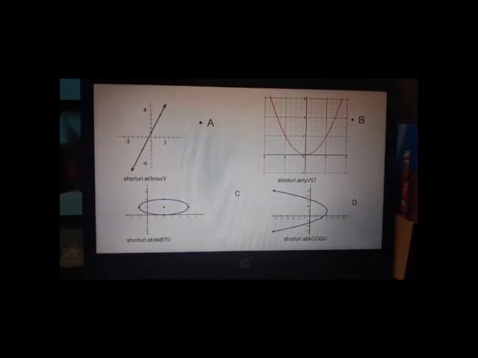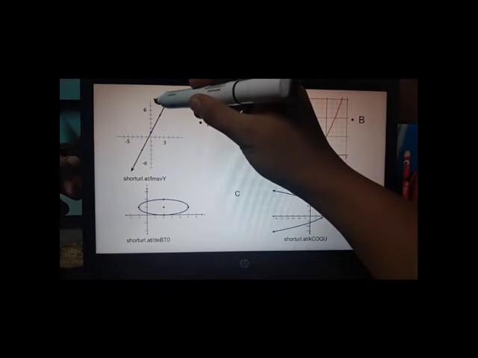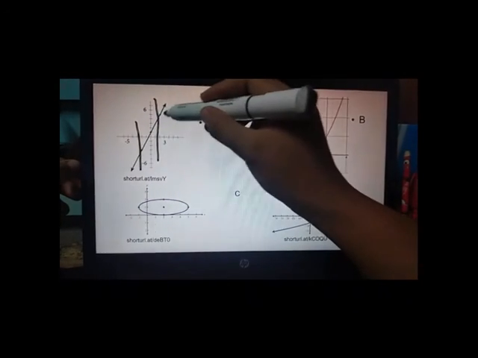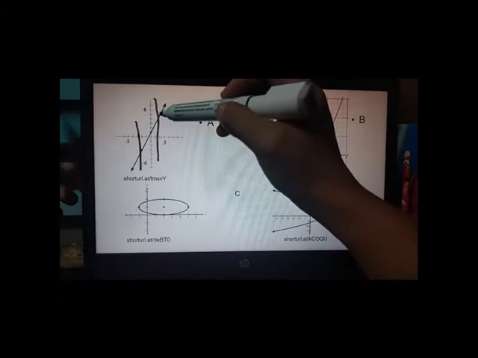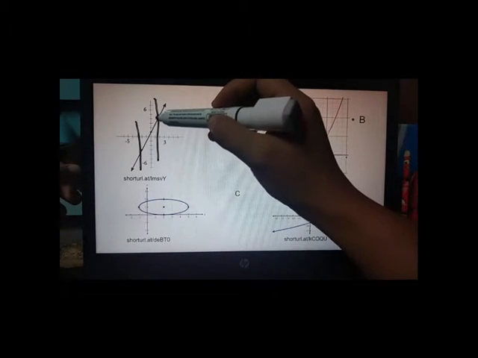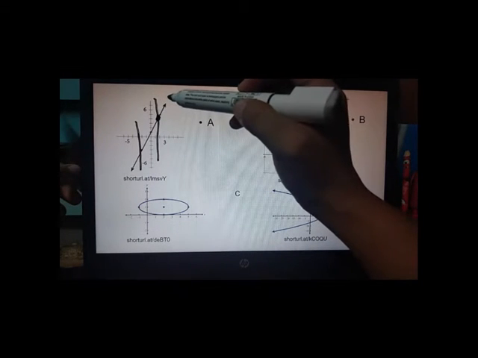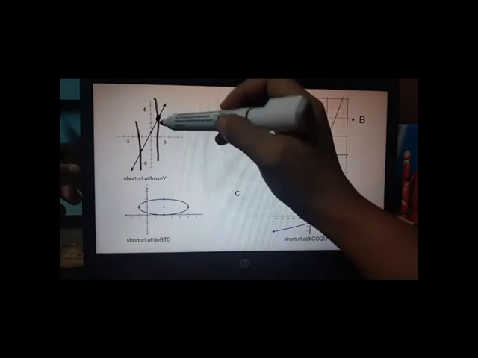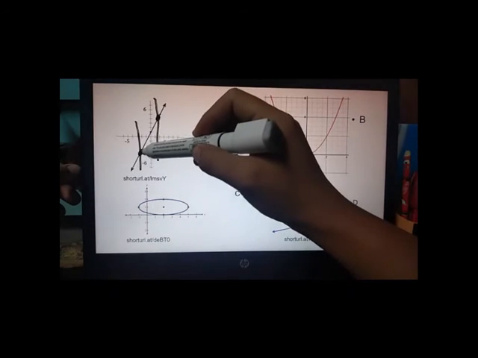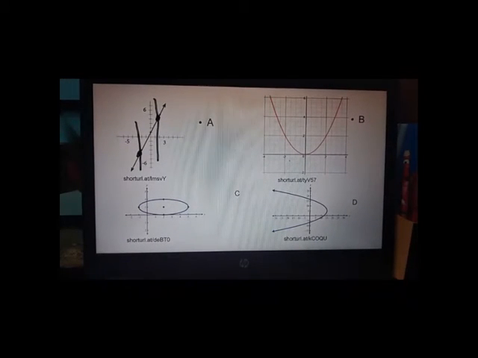Let's take this example. For A, can we consider this one as a function? If you cannot determine, then let us use the vertical line test. Let us draw a vertical line. At any point, the graph intersects the vertical line only once. So, can we consider this one as a function? Yes, this is a function.